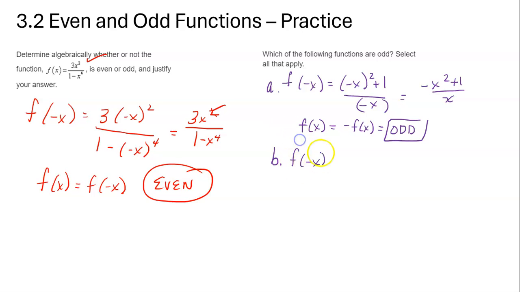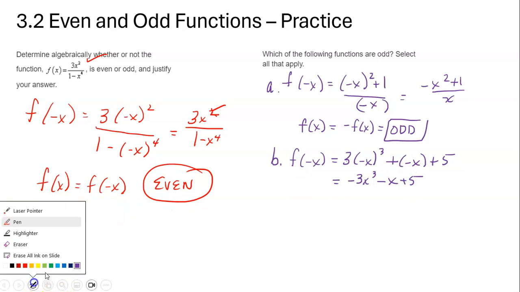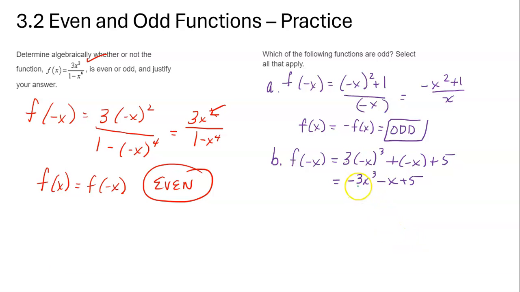B, f of negative x is equal to 3 times negative x cubed plus negative x plus 5. So this is negative 3x cubed minus x plus 5. Here we have our classic. So this has changed, this has changed, but this has not changed. So this is neither. Okay, let's get back to that.